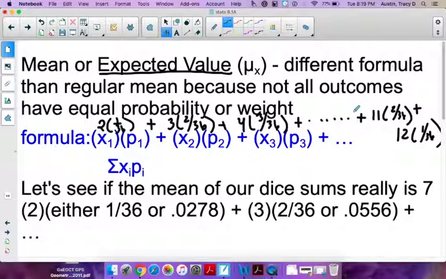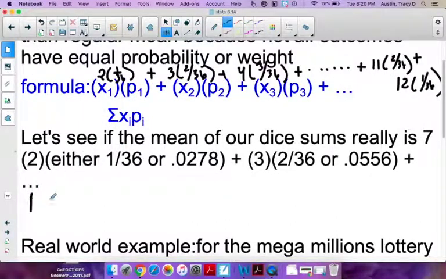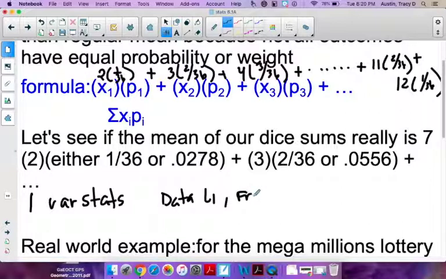So you can do this the long way, where you multiply them all out and then add them all together. Or you can run one variable stats, since the data is already in your calculator, with your data in L1 and your frequency in L2. It'll run the mean, median, quartiles, everything, just like on regular data. And it is actually 7.